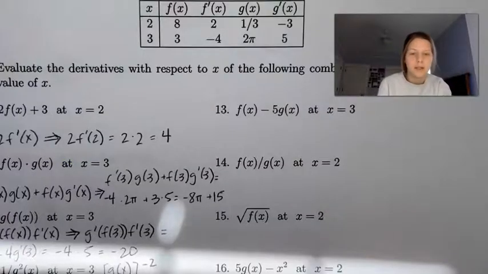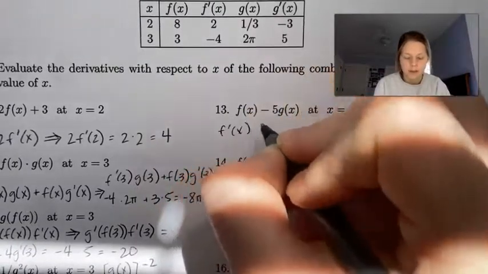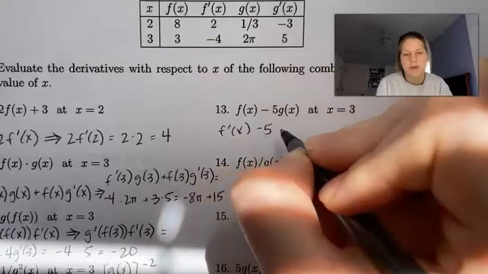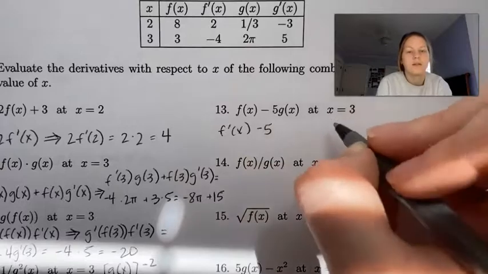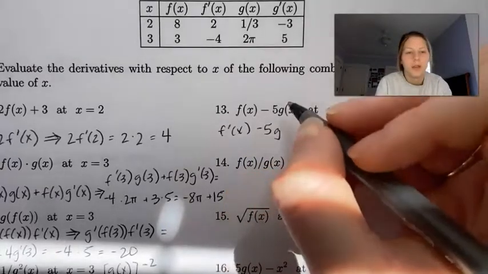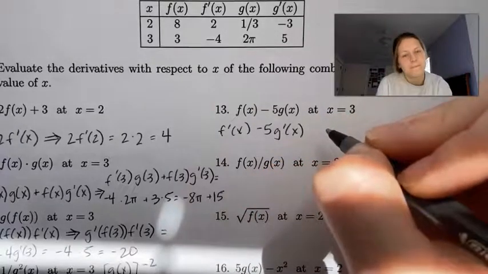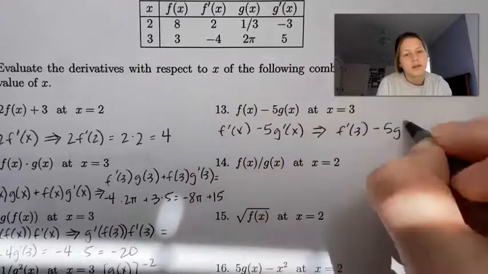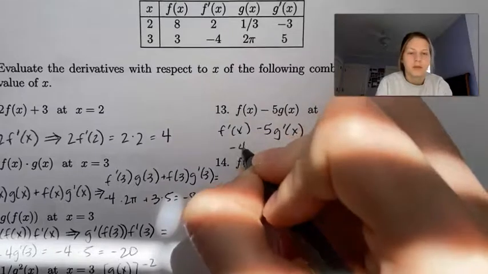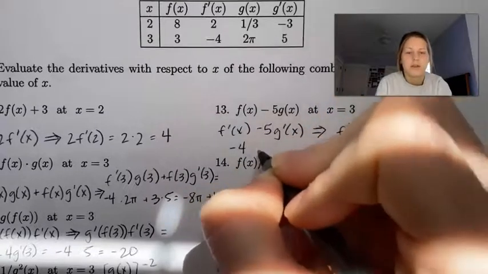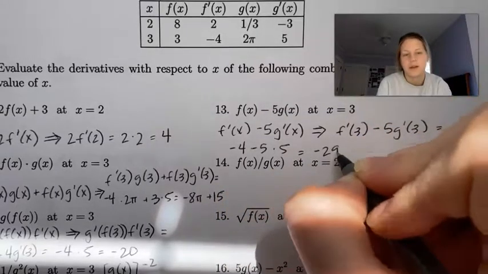Okay, moving on to number 13. This is a pretty simple derivative, so we will just get f prime of x minus 5g prime of x. And then we'll plug in the 3 after we write this out. And we will get f prime of 3 minus 5g prime of 3. So then we'll get -4 minus 5 times 5.